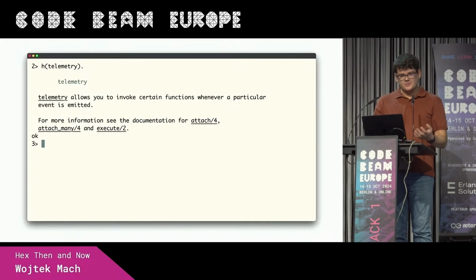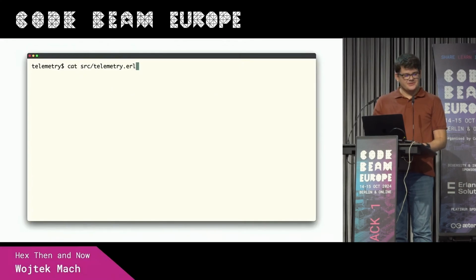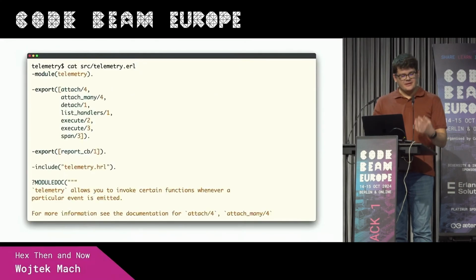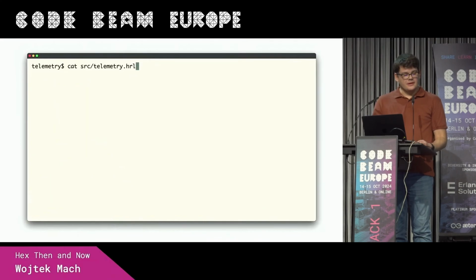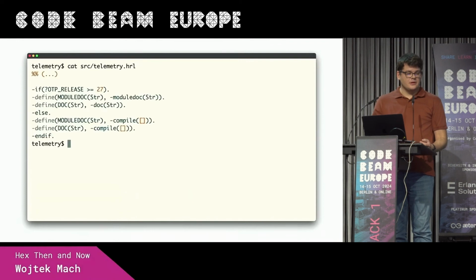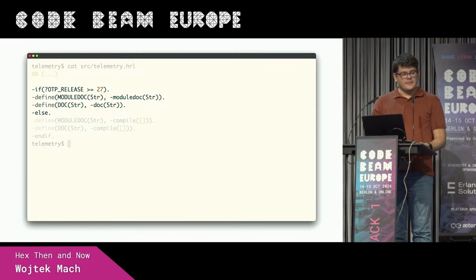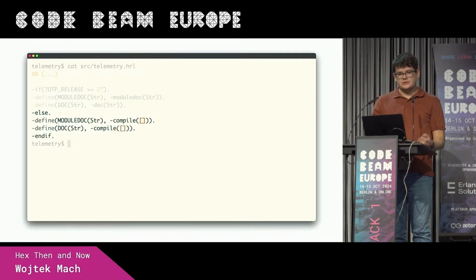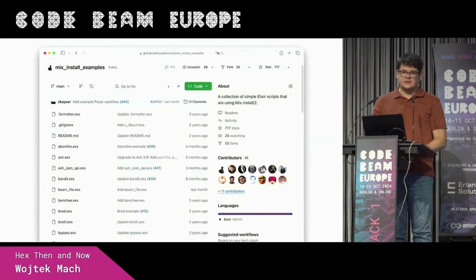So this works only as of the latest version of Telemetry. The reason is that Andrea Leopardi changed all of the docs to use the new module attribute and Markdown. And so we have this moduledoc macro. The reason it is a macro is so that after OTP 27, which added module attributes, the macro expands to this moduledoc. And we still want to be able to compile it for older releases, so it's a no-op there.